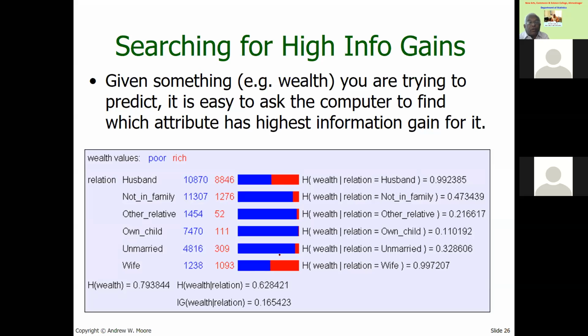See, for the relation husband, 10,870 are poor, 8,846 are rich. And now, if you see the index of wealth given relation equal to husband, it seems to be 0.992385. So we'll see its exact formula. Information gain is there. We'll see its exact formula. But this is what we have to use for discussing the decision tree.